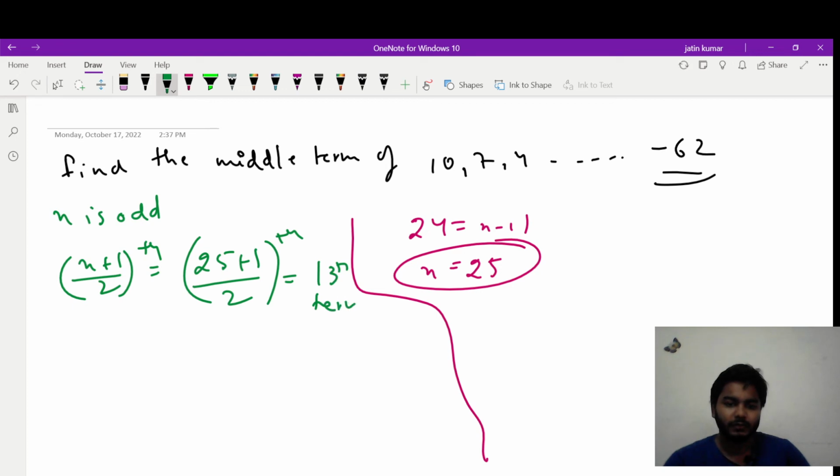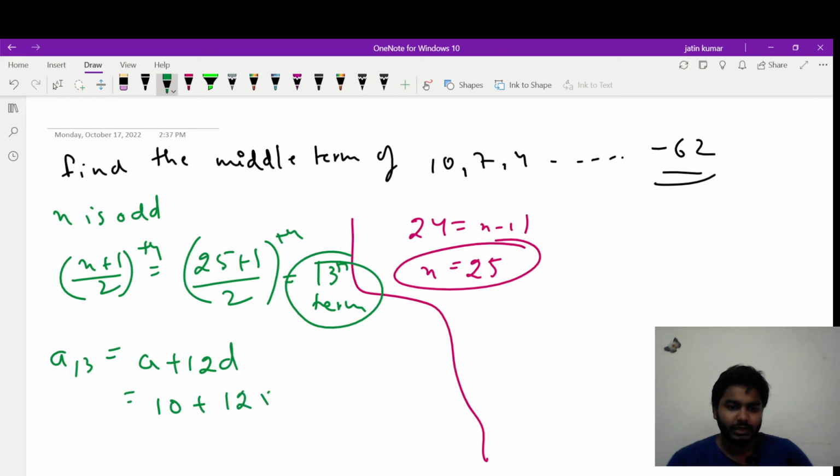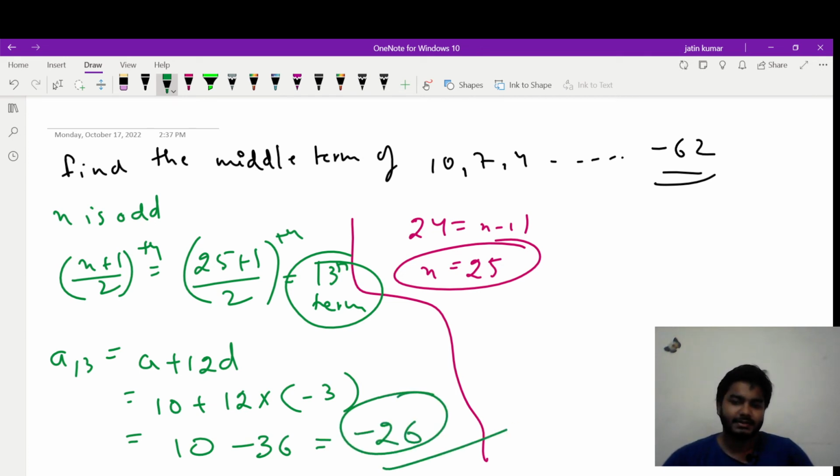So the 13th term, how will you find the 13th term? A13 you will find as a plus 12d, 1 less than the actual term. So you have the value of a, a is 10, and 12 into d is minus 3. Find the value, 10 plus 10 minus 36. How much is it? Minus 26 is the answer.